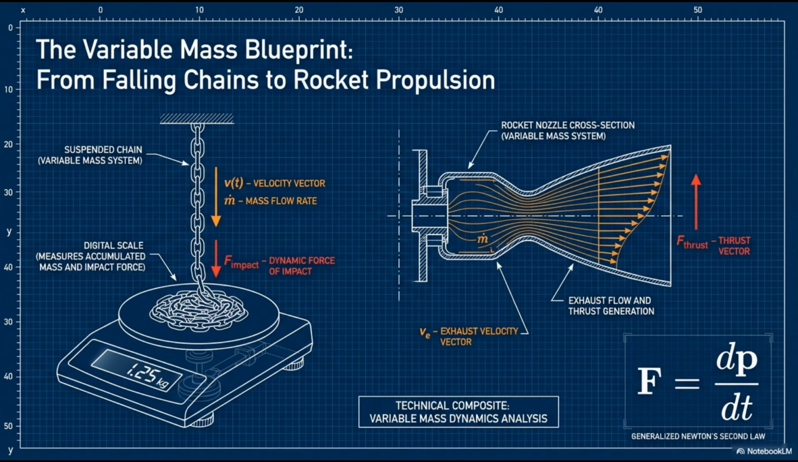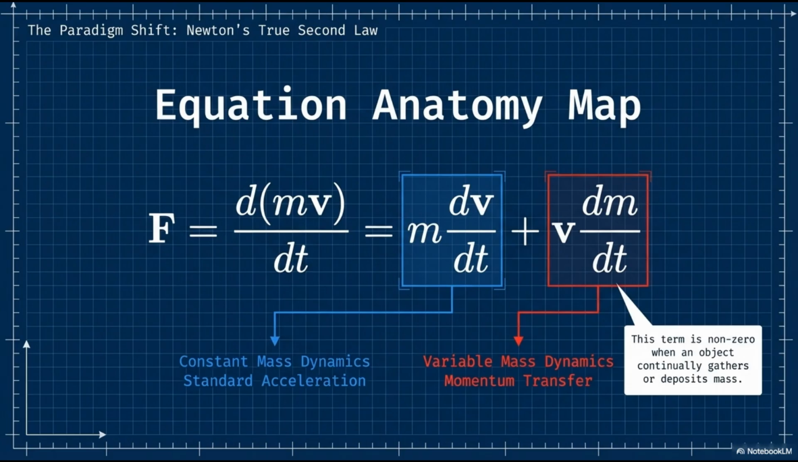While the basic version of Newton's second law, F equals ma, is sufficient for constant mass, true mastery in the JEE or Gaokao requires the generalized second law, F equals dp by dt. By applying the product rule to momentum, we derive two distinct terms: m dv by dt, representing standard acceleration, and v dm by dt, representing momentum transfer.